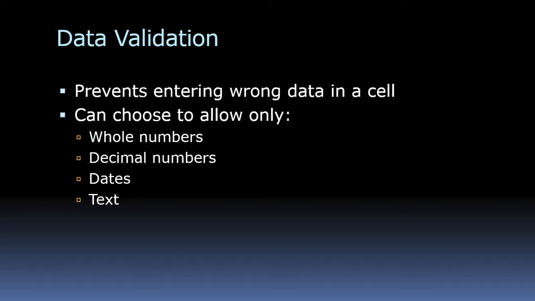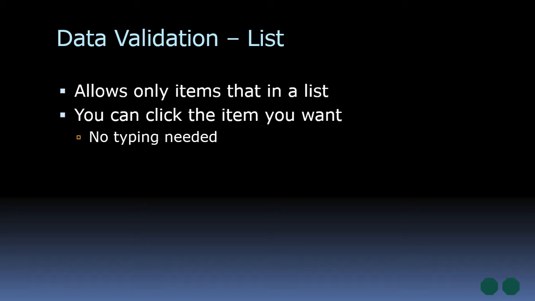You can choose to have only whole numbers or decimal numbers or dates or text go into the cell. But the real power of data validation is when you use data validation lists, which enables you to choose only items from a list. So there'd be no misspellings there. All you need to do is just click. No typing needed at all.